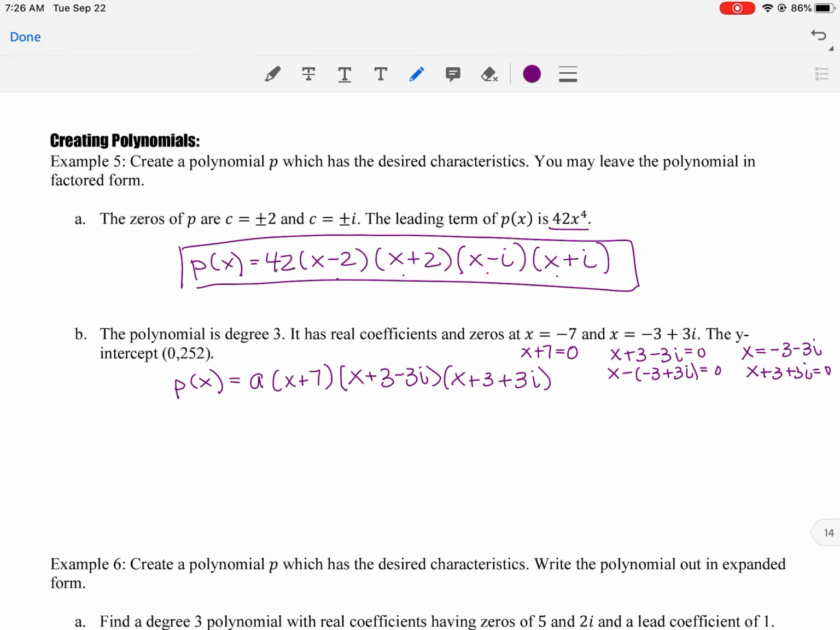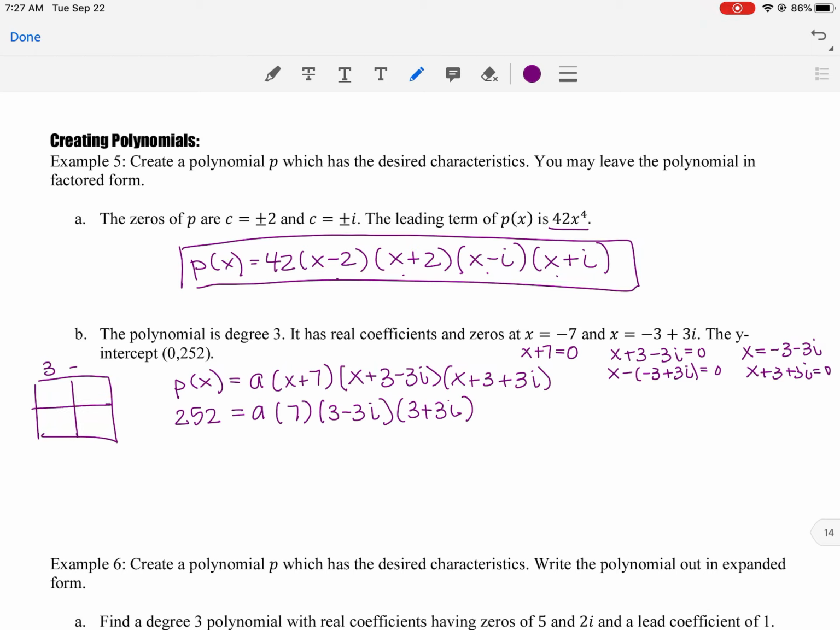Okay, so we're going to go ahead. We have now 1 point here. So they're telling us that 252 is the y-intercept, so I'm going to plug in 0 for x. So I get 7, I get 3 minus 3i, I get 3 plus 3i. And to make your life a little easier, we know that complex conjugates should give us a real number. So like whether you want to do it on the side or multiply it over there, let's see just with the complex part.